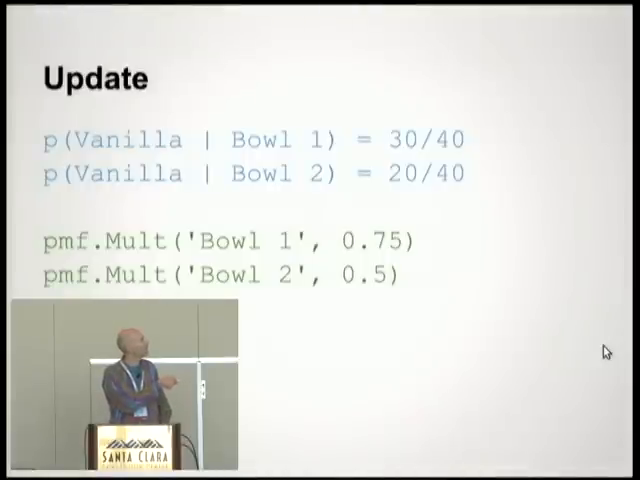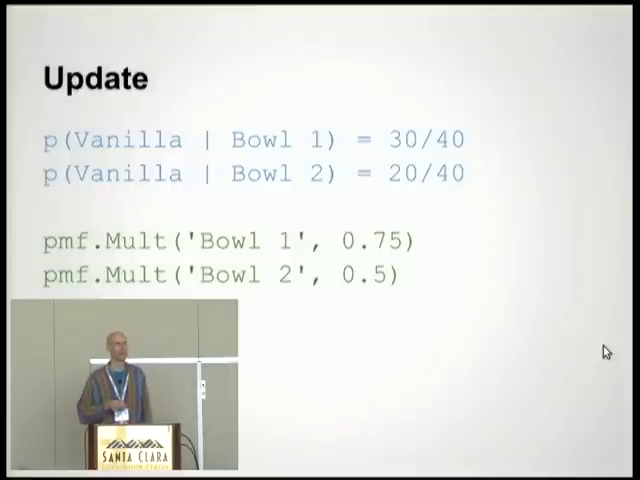PMF mult is a method that's going to look up this value and multiply the probability by this. So it's going to multiply the existing probability by a given multiplicative factor. I'm going to take hypothesis 1, which is bool 1, and multiply by the conditional probability of the data. The conditional probability of the data is this line here that says, what's the probability of a vanilla cookie from bool 1? It's 3/4. The conditional probability of a vanilla cookie from bool 2 is 1/2. So that's where 3/4 and 1/2 come from.